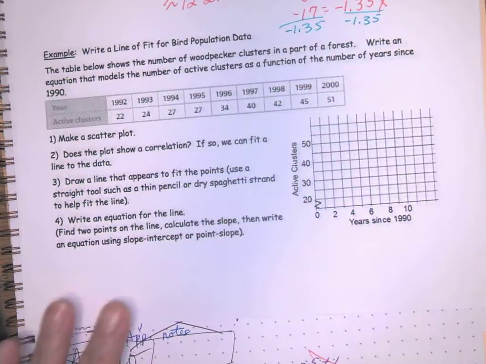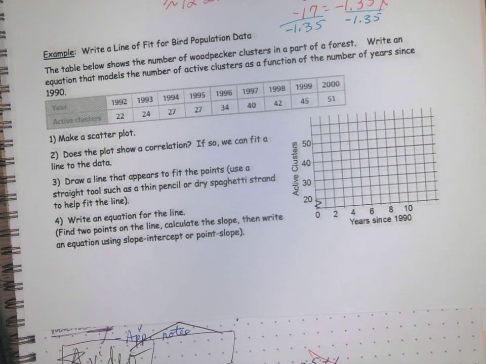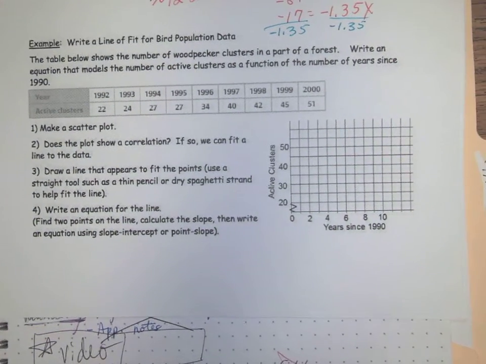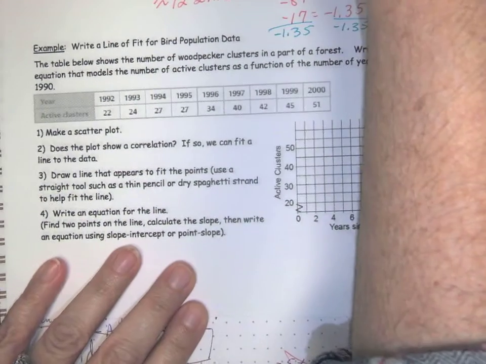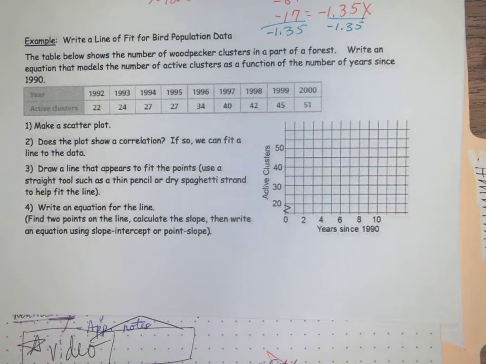So let's look at another scatter plot. This is data on bird population. The table below shows the number of woodpecker clusters in a part of the forest. So we wouldn't expect this to be a perfect line because they're birds. Write an equation that models the number of active clusters as a function of the number of years since 1990.